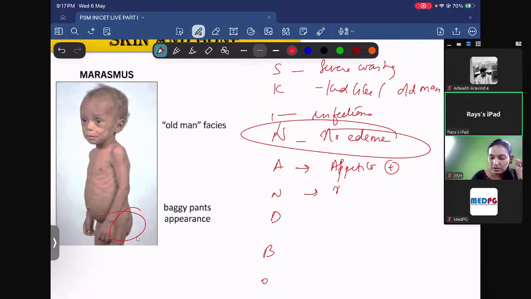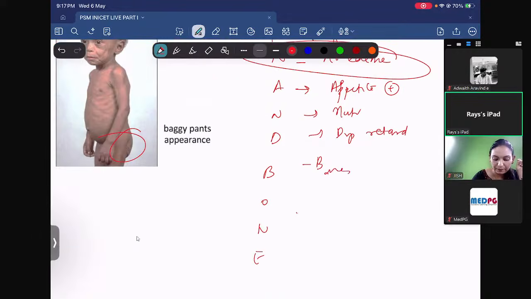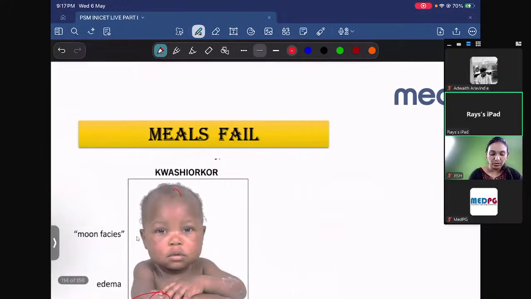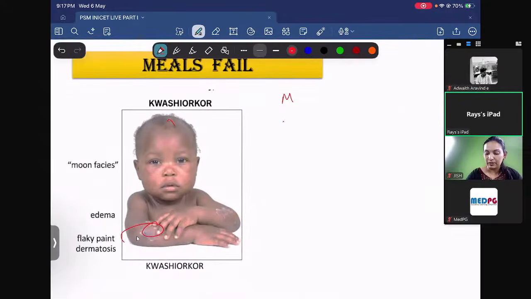N is nutritional deficiencies. P is developmental retardation will be there for the child. B is bones are prominent in the child. O is old man appearance. N is no subcutaneous fat. Child is all skin and bones. E is emaciated appearance. This is for marasmus.